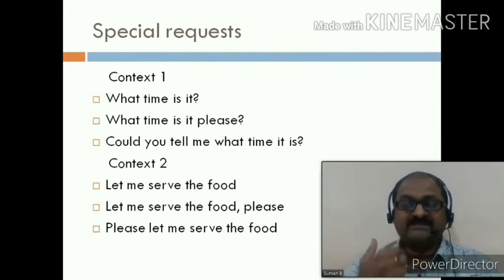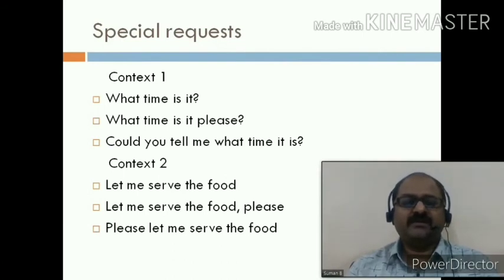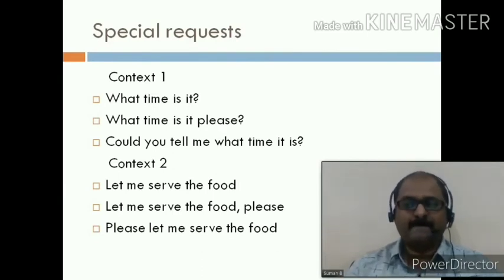Next, some other special requests, right? For example, context one. This seems to be a direct question. What time is it? You're asking somebody time, right? So you can make it more polite by adding please, right? This is not any language function. You are just asking this question for information. But you can make it more pleasing by adding a word please.